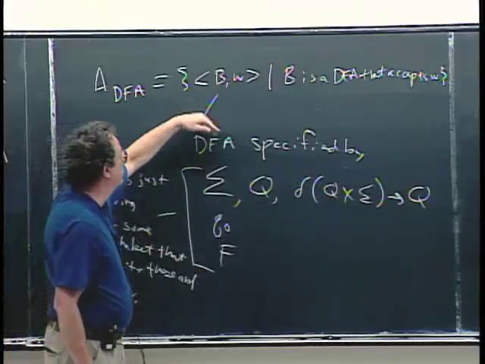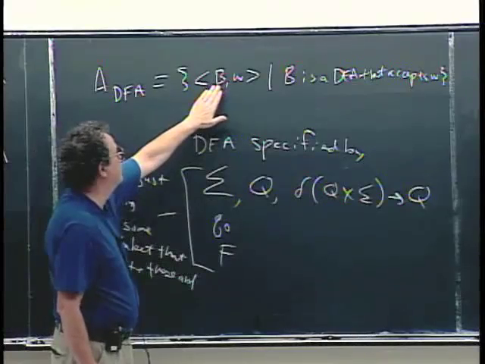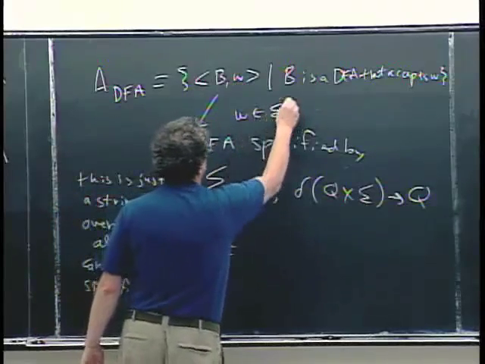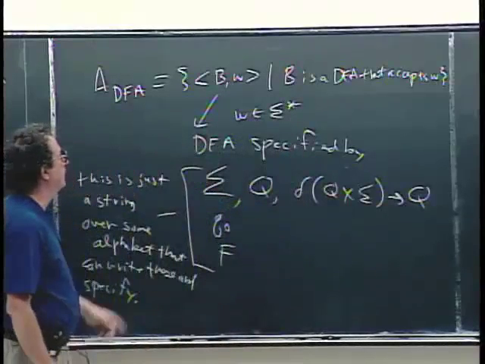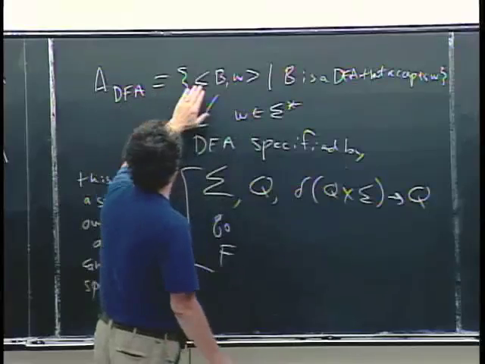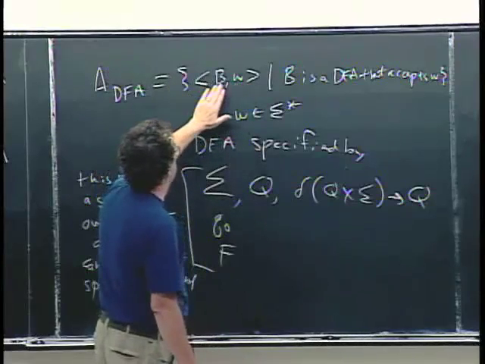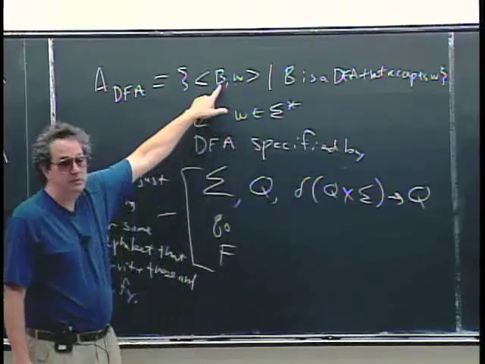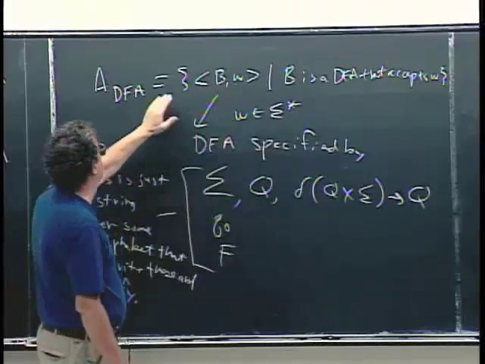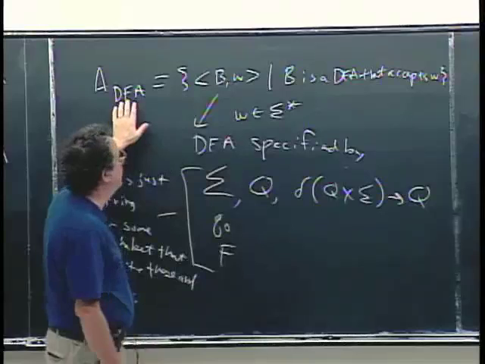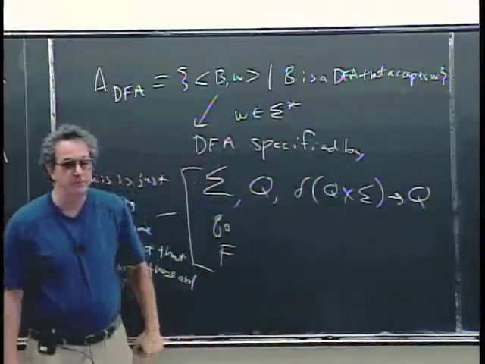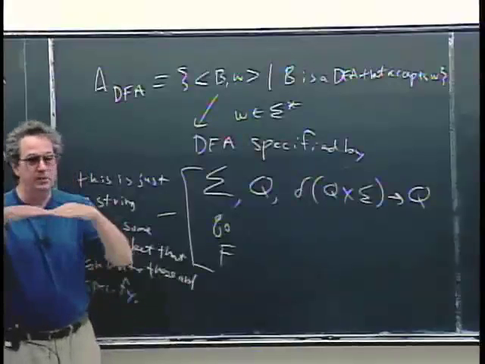Okay, so this is a string that specifies the DFA B. And then W is some particular string where W is going to be from sigma star, okay? So this is some particular input intended for B. What's in this language is the set of pairs where B specifies some DFA and W is some input intended for B. And this particular string is in this language if B accepts W. Well, B is a DFA that accepts W.